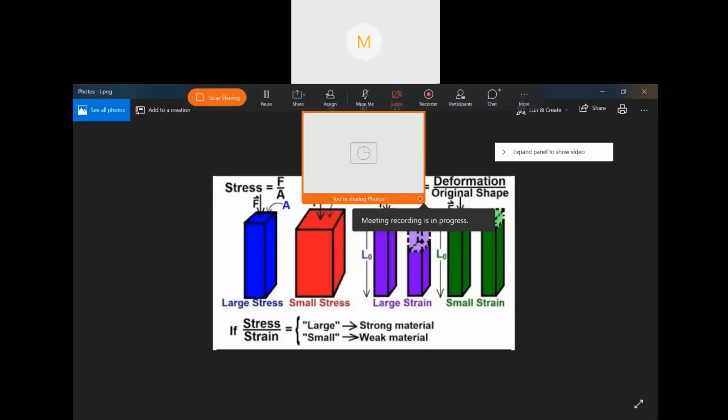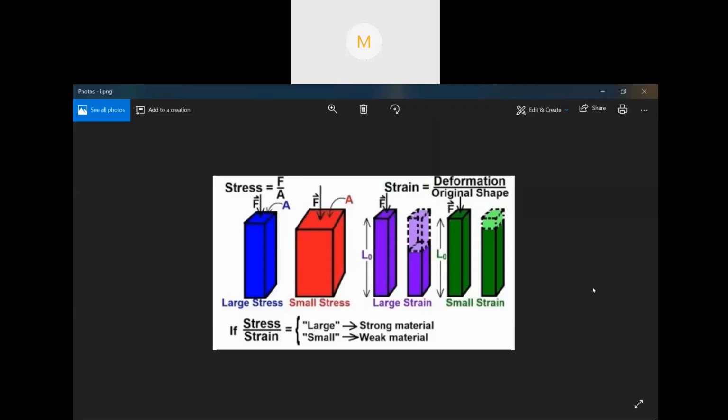Can you see the screen? No, sir. We can't see. Okay, just a minute. Give me a minute. Right now, can you see an image?